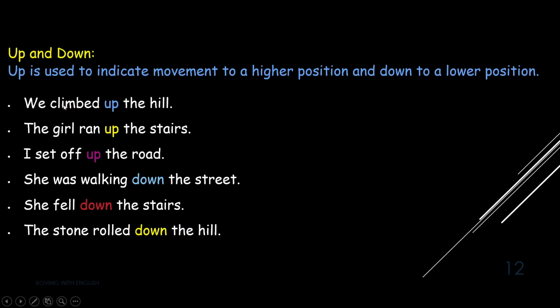Next, up and down. Up is used to indicate movement to a higher position and down to a lower position. Like, we climbed up the hill. The girl ran up the stairs. I set off up the road. She was walking down the street. She fell down the stairs. The stone rolled down the hill.